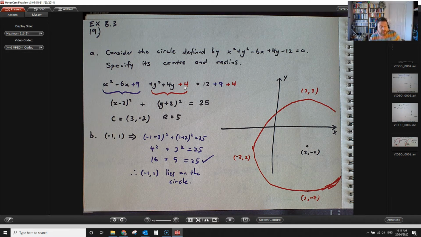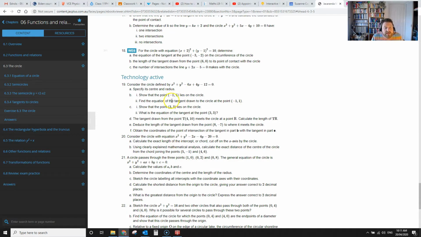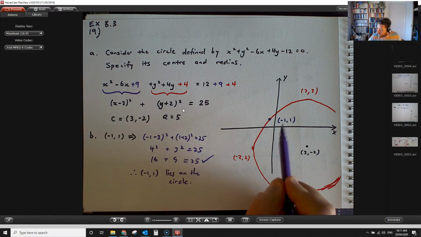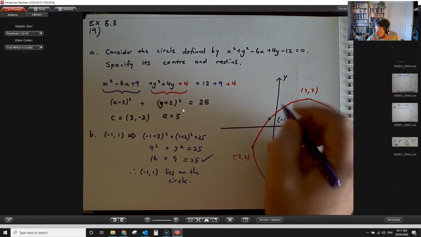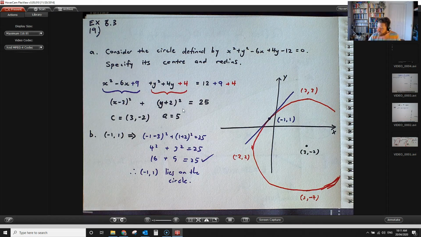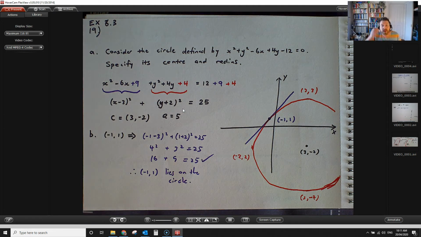Beautiful. Alright. Then it wants us to find the equation of the tangent drawn to the circle at the point -1, 1. Okay, so at this point here, -1, 1, we're going to have a tangent just touching that circle like that. And we want to find what's the equation of that tangent line.